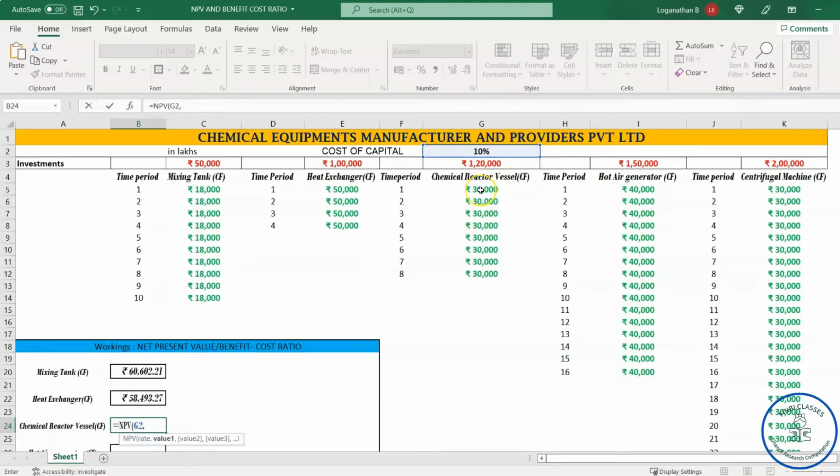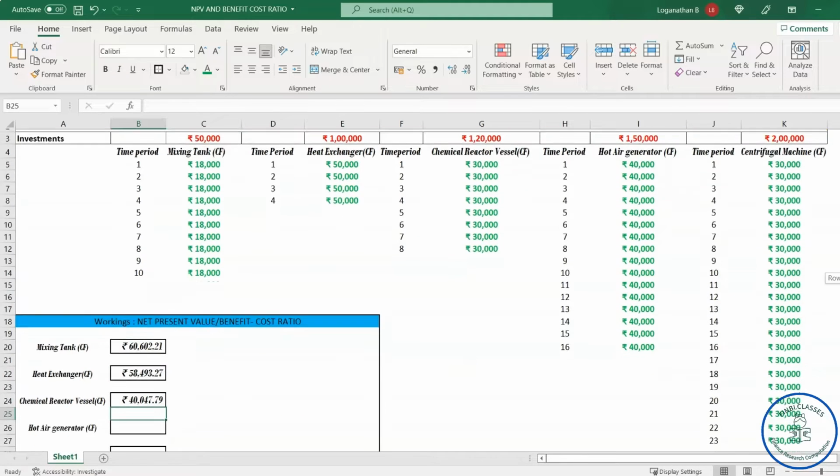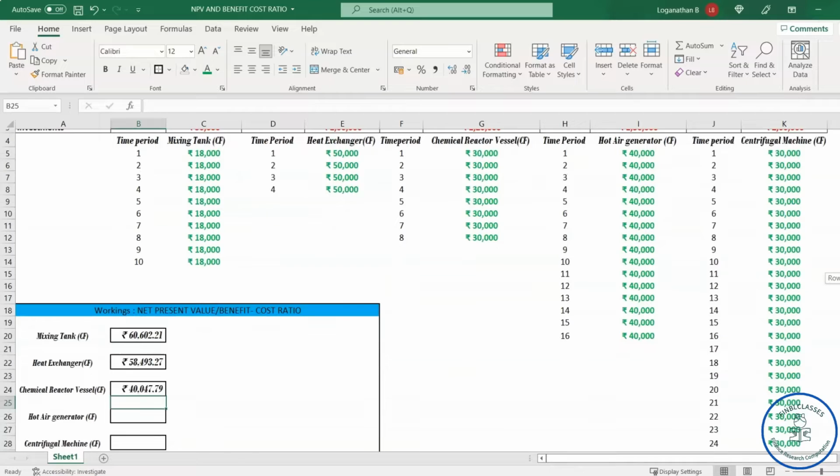So I'll be selecting from cell G1, so cell G5, right, and close the bracket, minus the investment, which is nothing but 1,20,000. Enter. So you'll be getting the chemical reactor NPV comes positive, which is 40,047, and we have to calculate for two more, hot air generator and centrifugal.